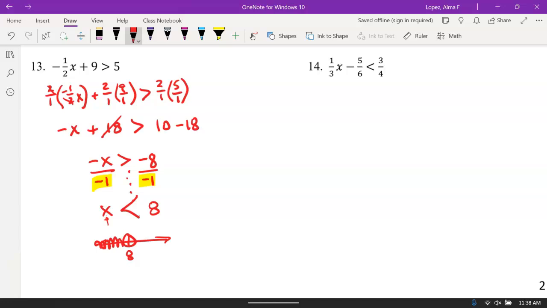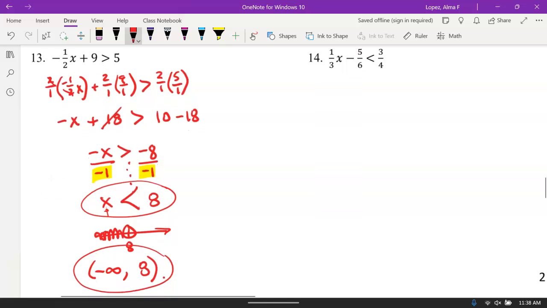The answer is the shaded area as you go from left to right. It starts at negative infinity. We know infinities get parentheses all the way to 8. And because of the open circle, close with a parenthesis. There's the equation answer. Here's the interval notation answer.